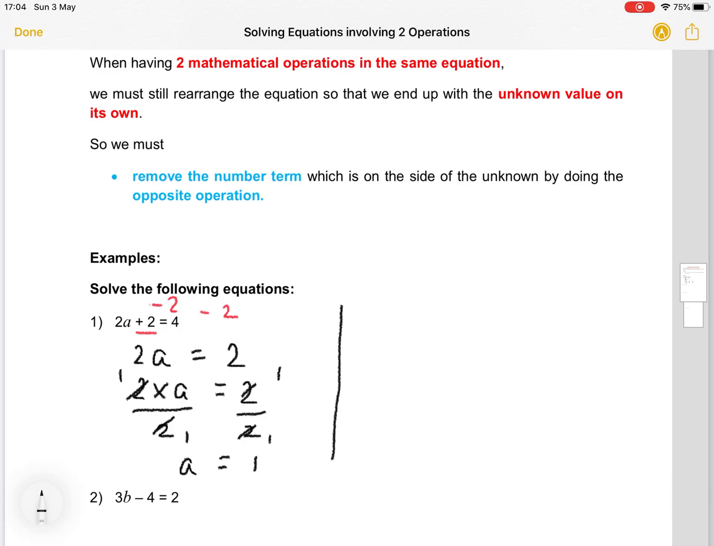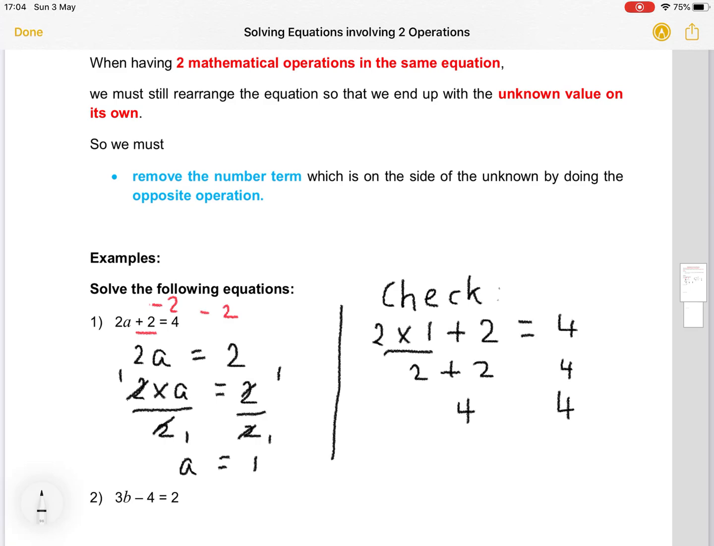If we need to check now, we must substitute a by 1 in the equation itself. So 2a means 2 times a, which is 1, plus 2. On the other side, we have 4. 2 times 1, it's 2. 2 plus 2, it's 4. Now, since the left-hand side is equal to the right-hand side, then our answer is correct. Okay?